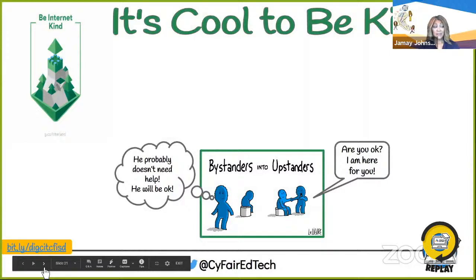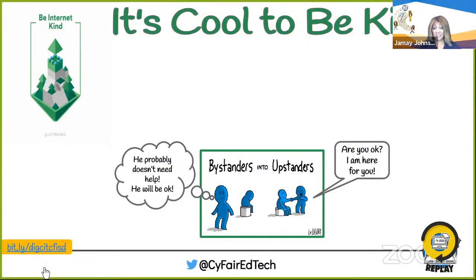So it is cool to be kind, but there are two types of people that could be face-to-face or that could be online. You have a bystander and you have an upstander. A bystander is a person that just watches and will do nothing. So a bystander won't get involved and will ignore things. But an upstander will intervene.